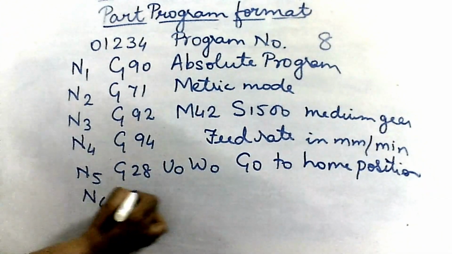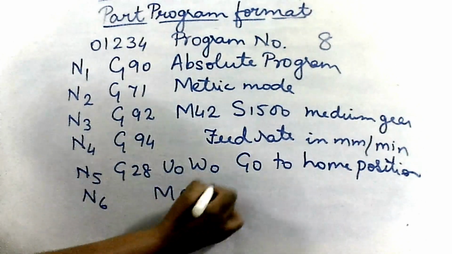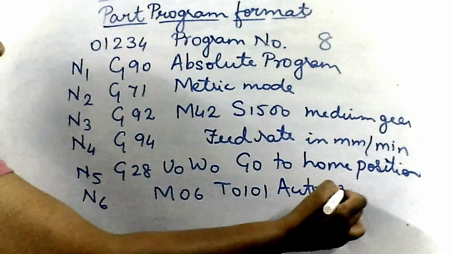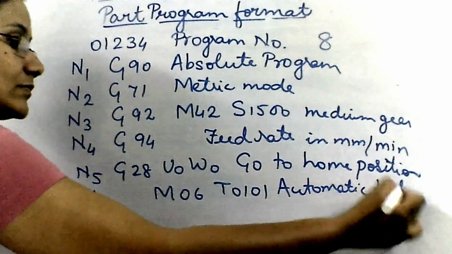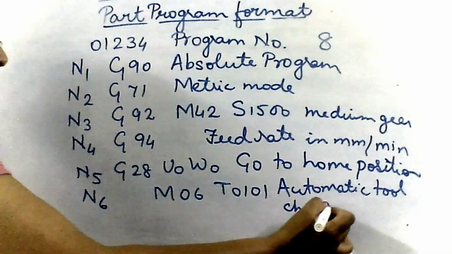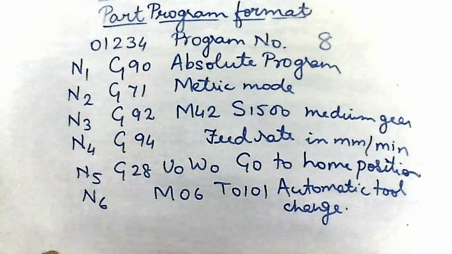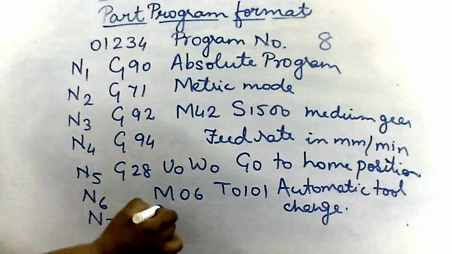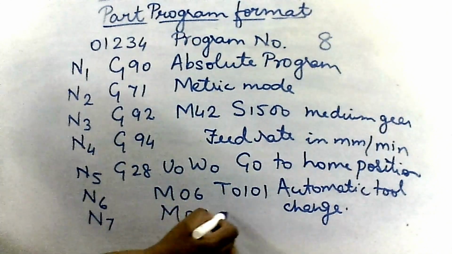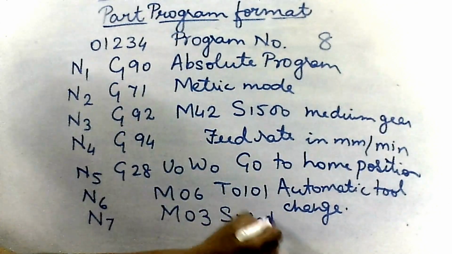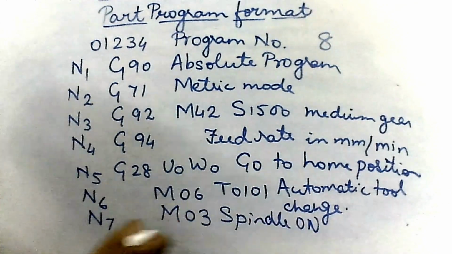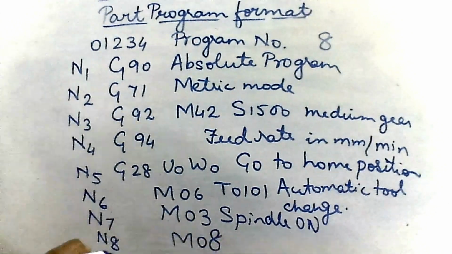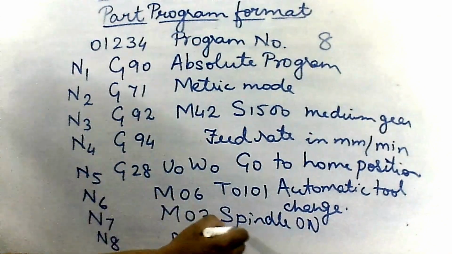Then the next one we have is M06T0101. M06 we have already seen, that is used for automatic tool change. And T0101 represents that tool number 1 is being used. Then next is M03, which represents spindle on. And then it's M08, which represents coolant on.